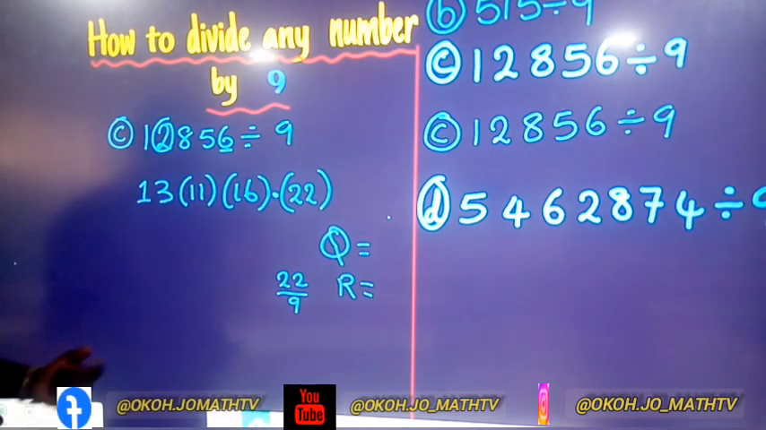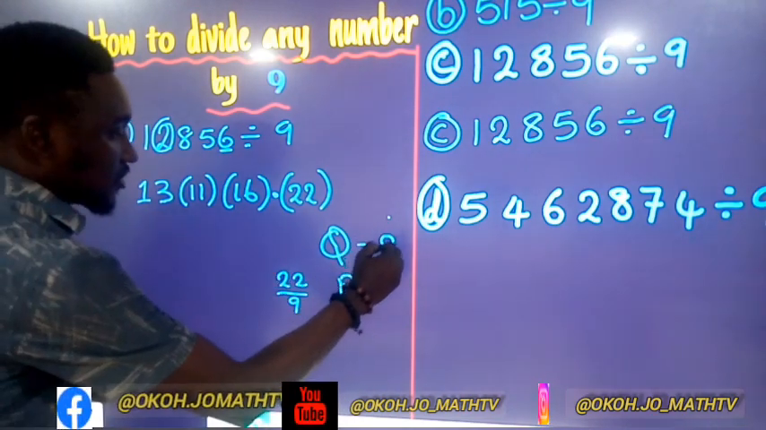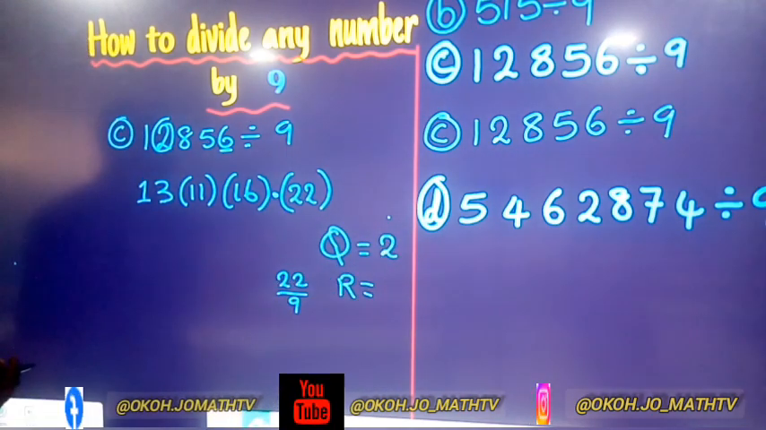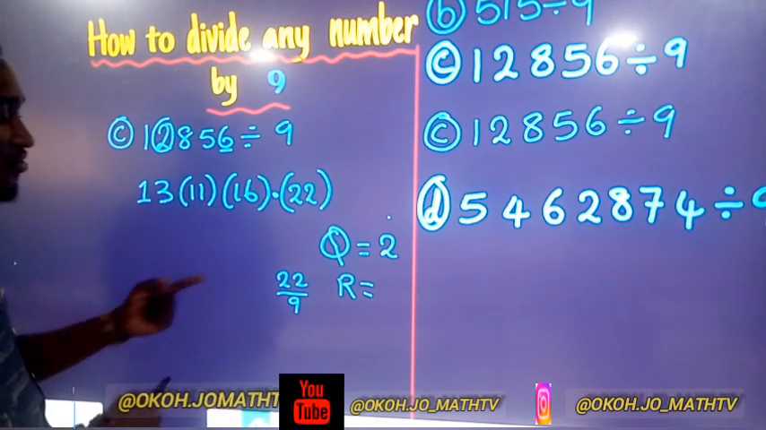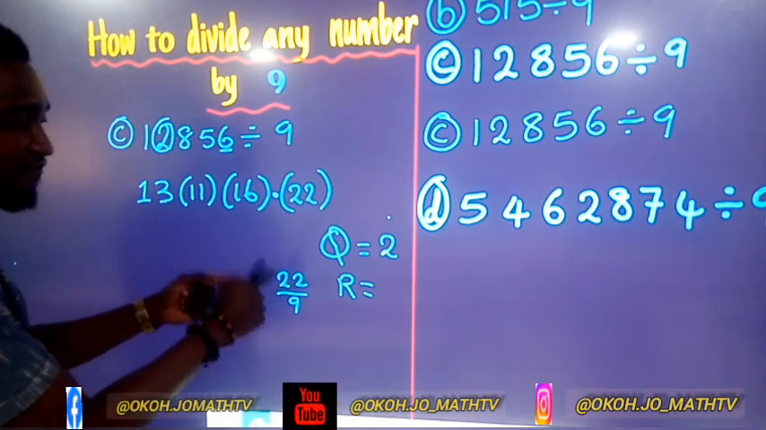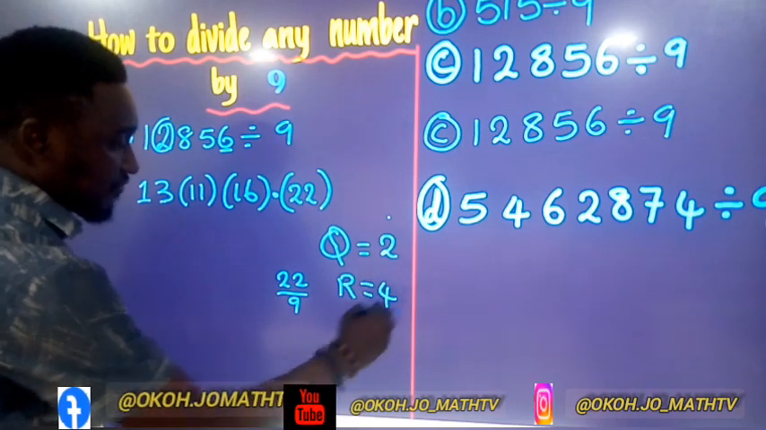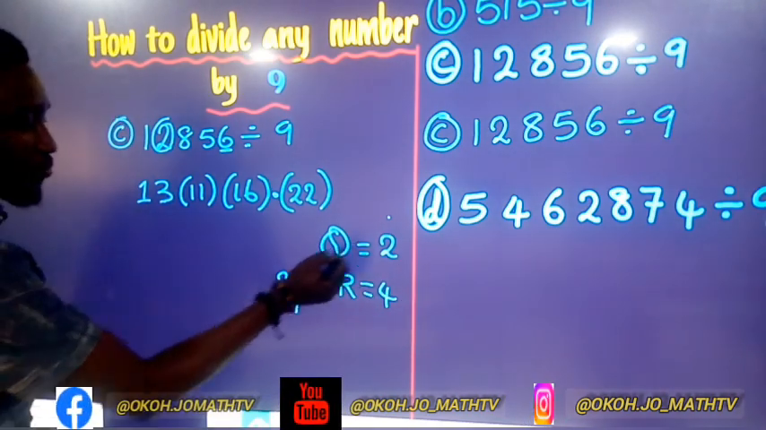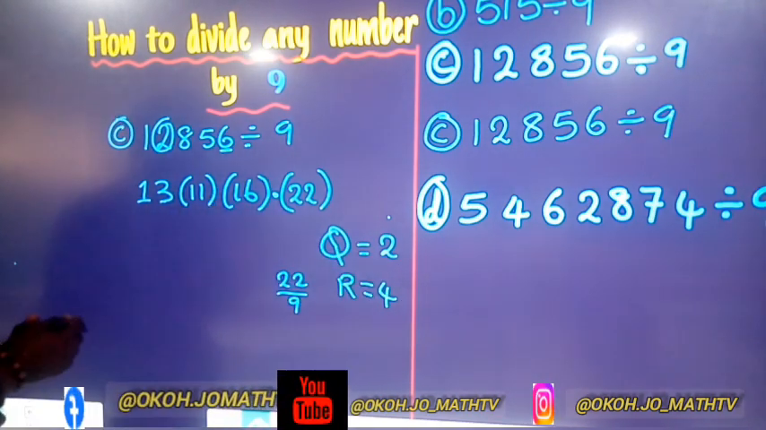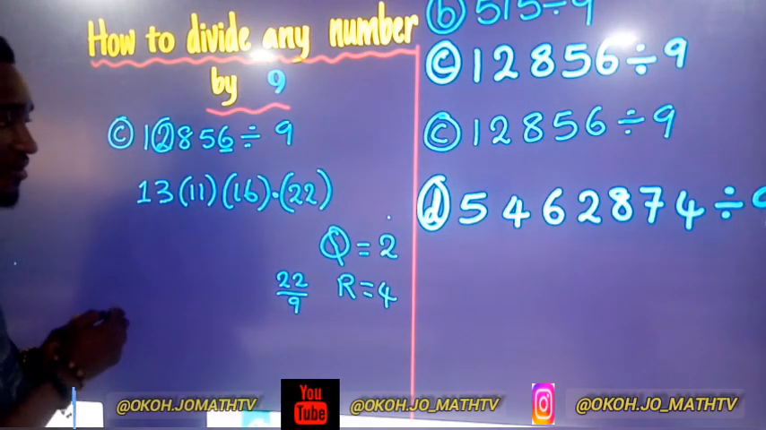22. So our whole number here is 2. Is that not so? The nearest one is 18. So we are left with remainder 4. So there will be 2 groups of 9 in 22. Remainder 4. Is that okay?